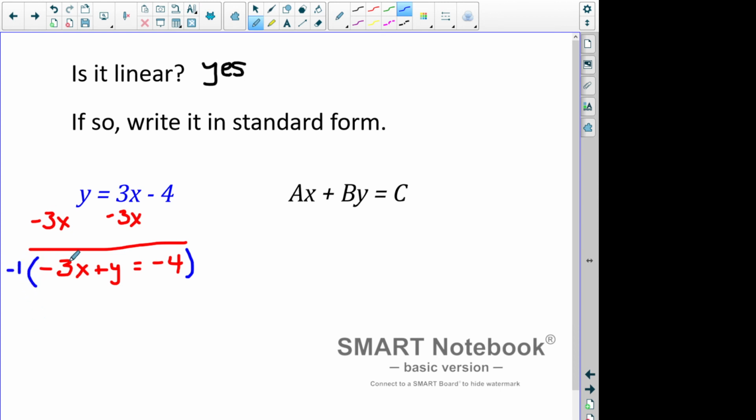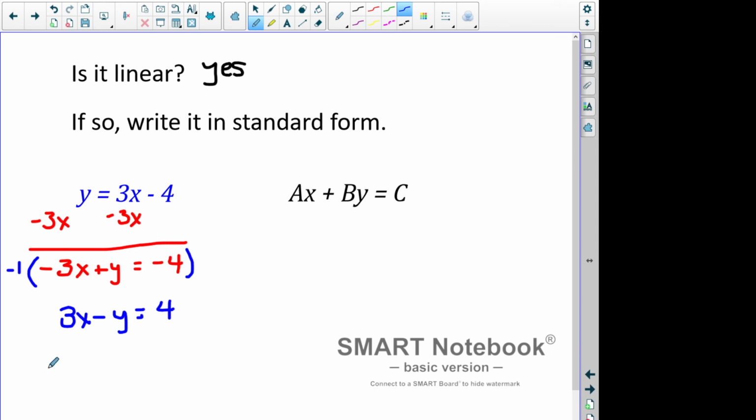Okay, so this is negative 1 times negative 3x gives me positive 3x. Negative 1 times positive y gives me negative y, and negative 1 times negative 4 gives me positive 4. And so you see that the end result is I just changed all the signs, right? I changed all the negatives to positives and all the positives to negatives.